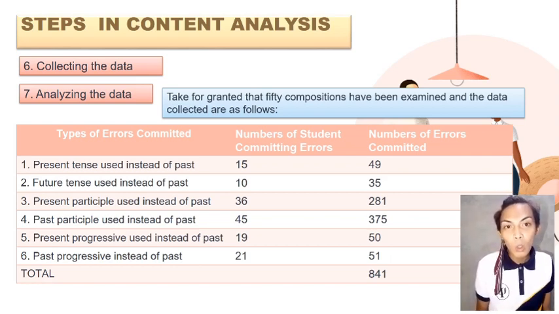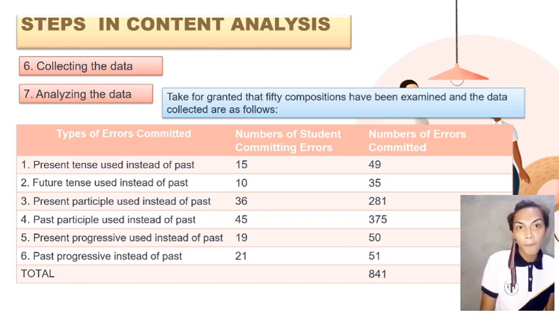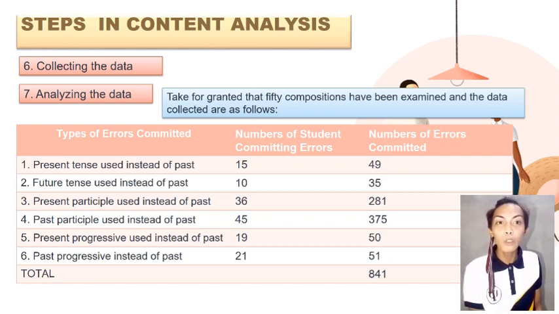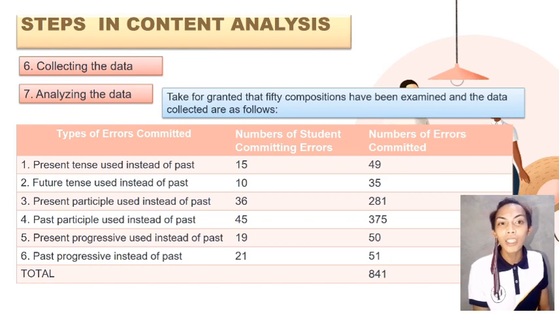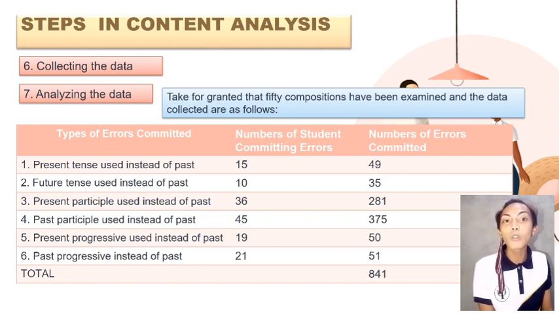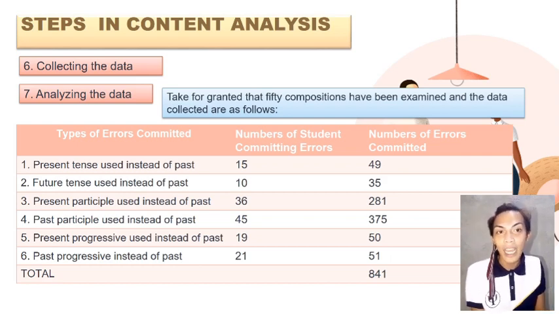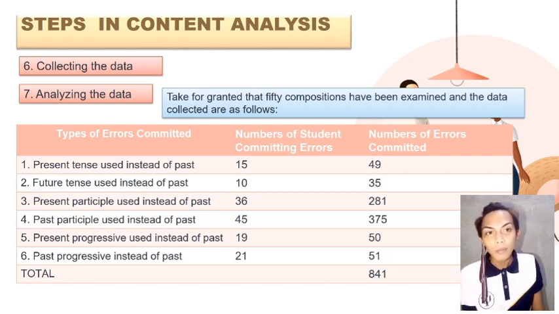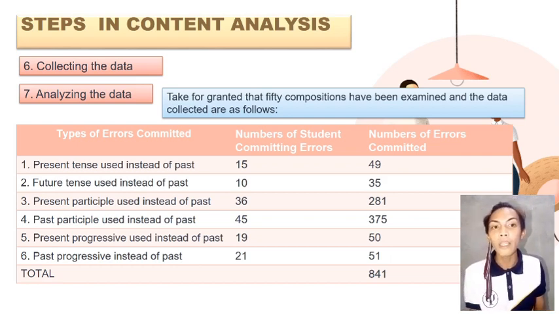We're going to look at column 1. And then, if you use this, the number of students committing errors is 15. The number of errors committed is 49. So the number of errors committed is higher than the number of students who committed such error.